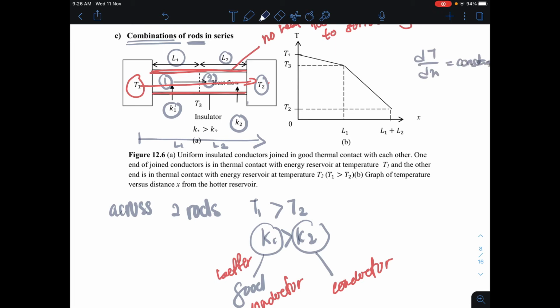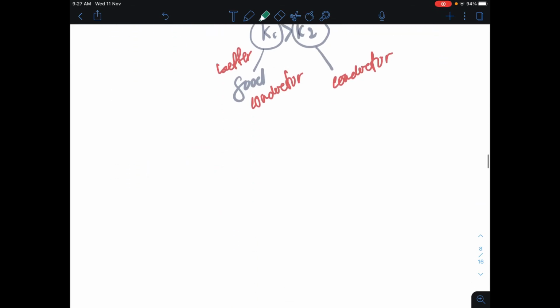Okay, saya akan ada satu saja gradient lah. Gradient saya constant dekat sini. Cuma sebab saya ada dua rod, apa yang akan jadi adalah my temperature is going to change from T1 to T3 first, from T1 to T3 across the length of L1, and then daripada T3 to T2 across the length of L2.